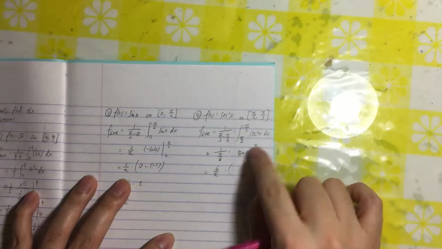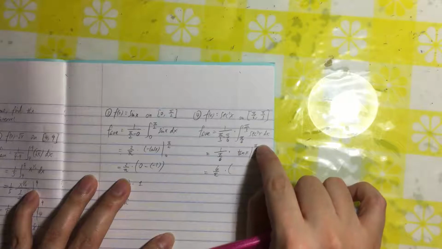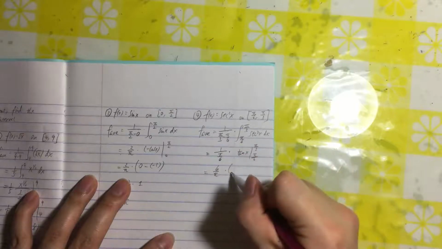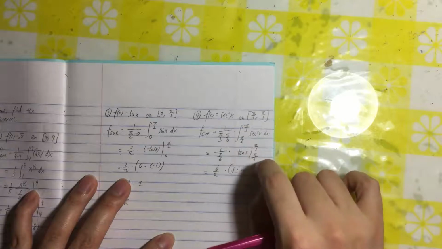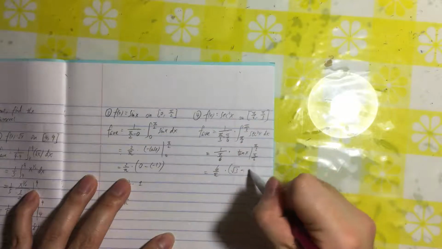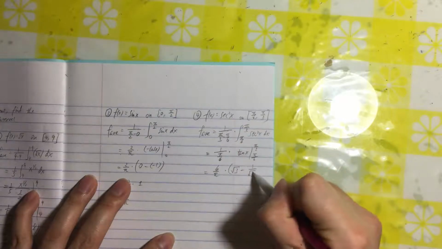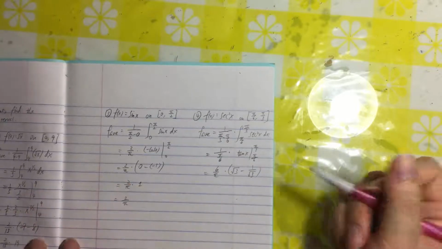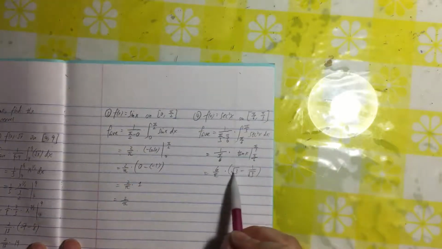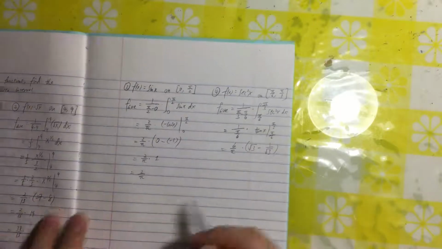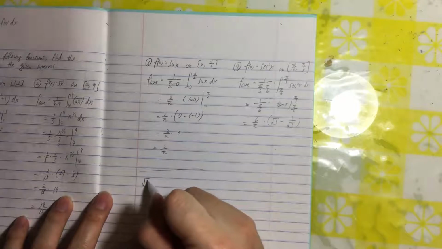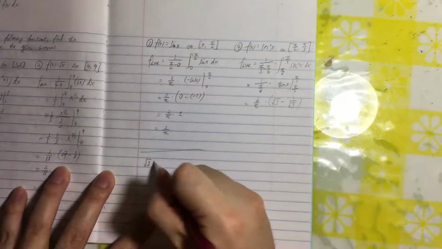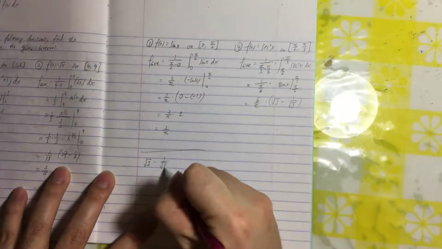I first of all plug in pi over 3. Tangent pi over 3 is radical 3. Then I plug in pi over 6. Tangent pi over 6 is 1 over radical 3. Now here, how do we simplify? Radical 3 minus 1 over radical 3.